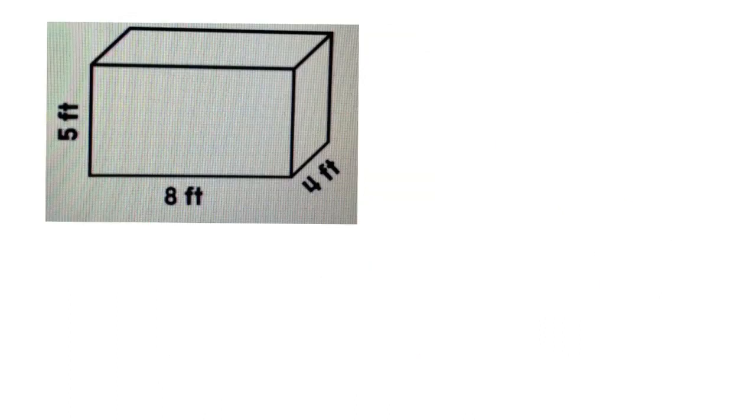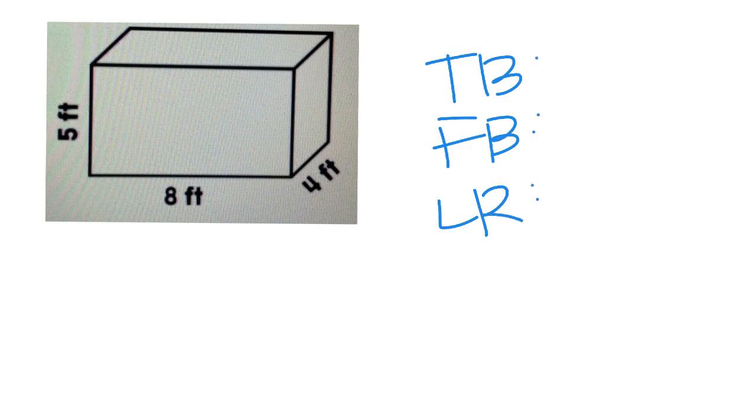Okay, one more without the net view. So this one is top and bottom, front and back, left and right. Okay, so my top, I don't see the bottom like in my other figures, but I know they're the same because it's a rectangular prism. So the top in this one, I notice, is 8 by 4. So the top and bottom both have an area of 8 by 4.